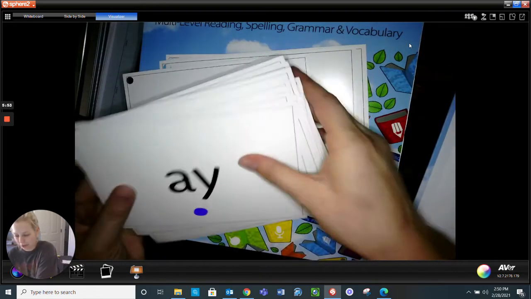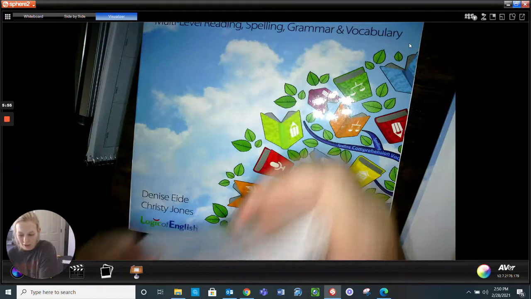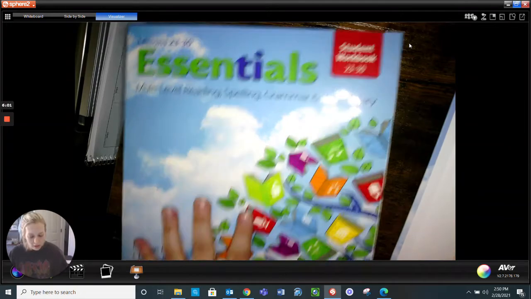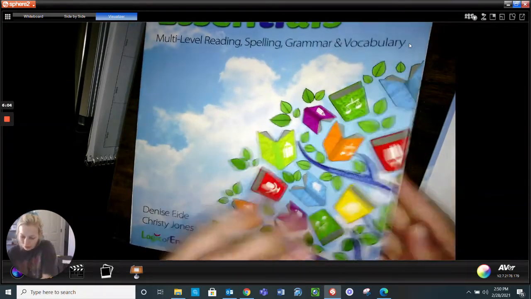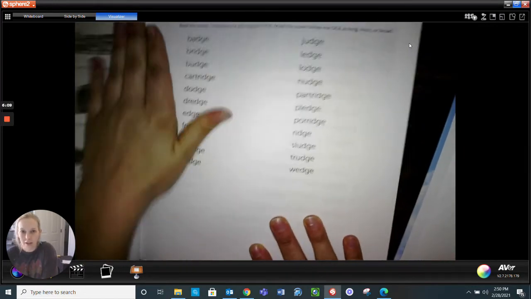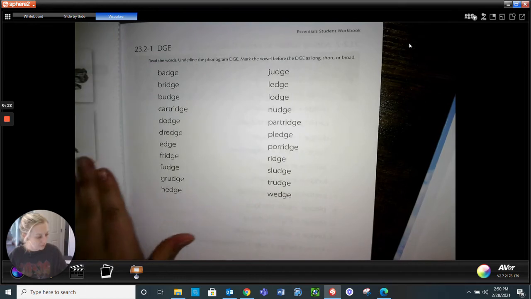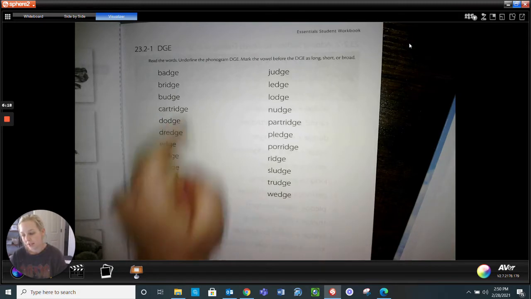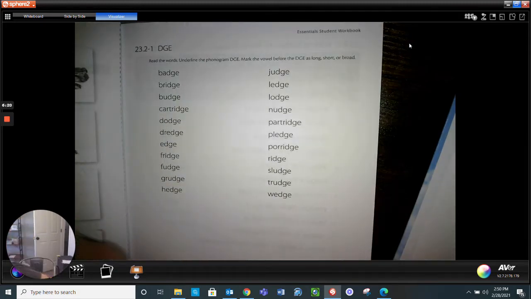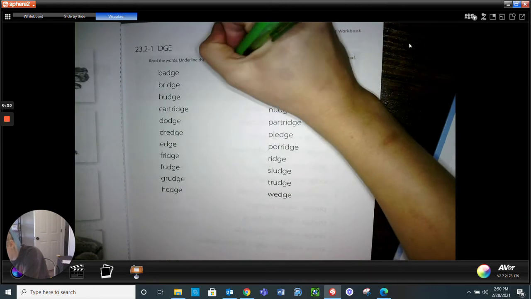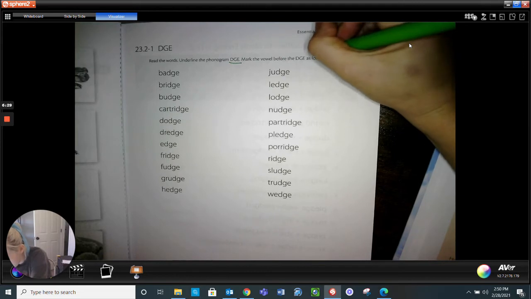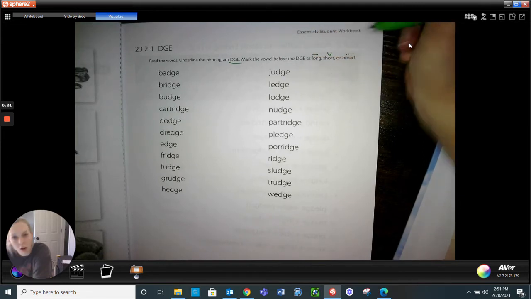All right, awesome job. Let's put these away and open up your new workbook. You should be using this red one now. Open it up to page 3. Page 3. All right. Read the words. Underline the phonogram DGE. Mark the vowel before the DGE as long, short, or broad.